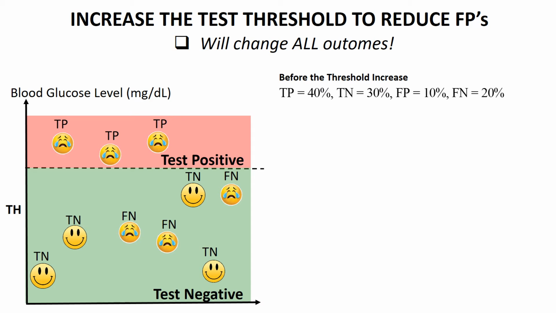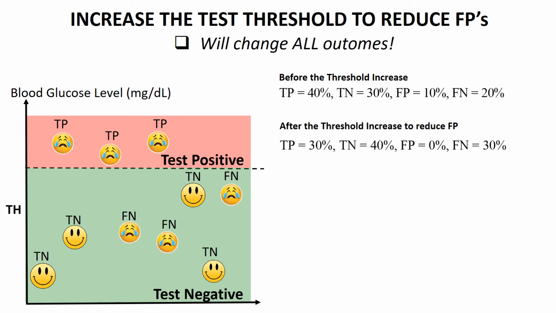Before the threshold increase, these were the total numbers of true positives, true negatives, false positives, and false negatives. And after the threshold increase, to reduce the false positives, this is what happens. If you look, we have reduced the false positives from 10% to 0%. But it's also obvious that we will reduce the true positives as well. In red, you can see the test results that have gone down, and in black, the test results that have gone up, because the true negatives will go up and the false negatives will go up. So it's a bit of a trade-off.